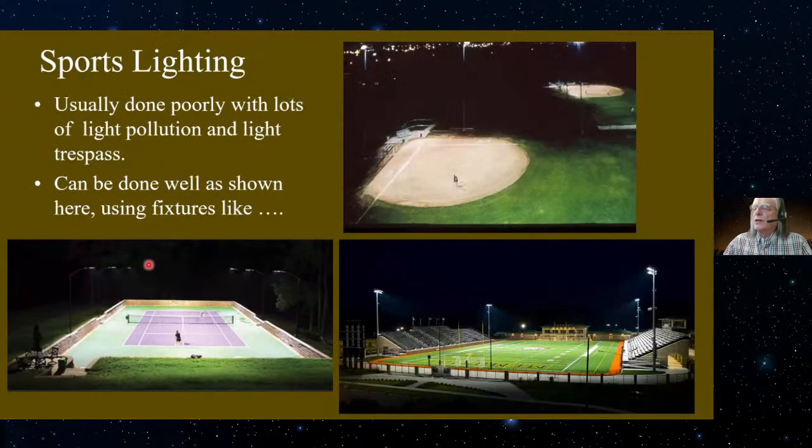Sports lighting is usually done poorly with lots of light pollution and light trespass, but there are better fixtures available. This baseball field has a few lights just barely in view. Again, I see the poles. I can see the lights. The field is well lit, but there's not really any light pollution. Modern sports lighting has become excellent. These are LED units with a sharp cutoff, so they do not have much light trespass into the neighborhood.